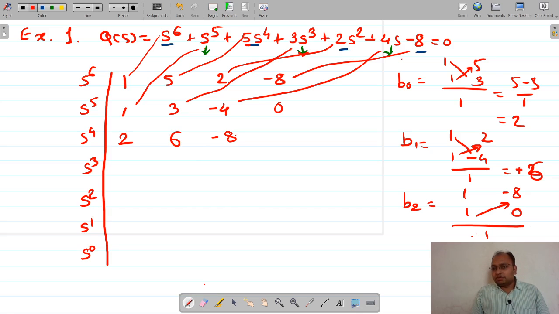Okay, so the value 1 into 2 is 2. And then 1 into 2 is 2. Wait a minute. What is happening with this?